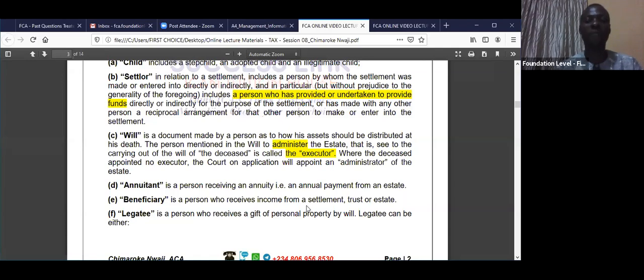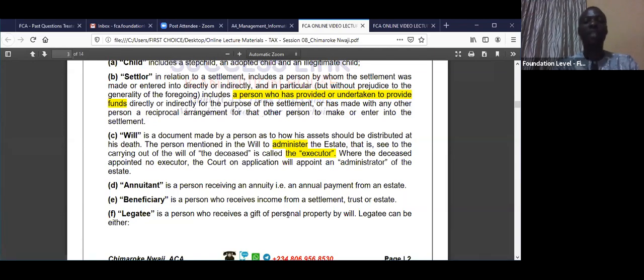Now, who is a beneficiary? A beneficiary is someone who receives income from a settlement. Now, a beneficiary is different from an annuitant because an annuitant receives a specified amount of money yearly, and a beneficiary receives income. So his income is not specified. Any income that comes is going to the beneficiary as stated in the will. The annuitant takes a particular fixed amount. So in other words, a beneficiary and an annuitant could be one and the same person. And also, an annuitant could be different from a beneficiary.